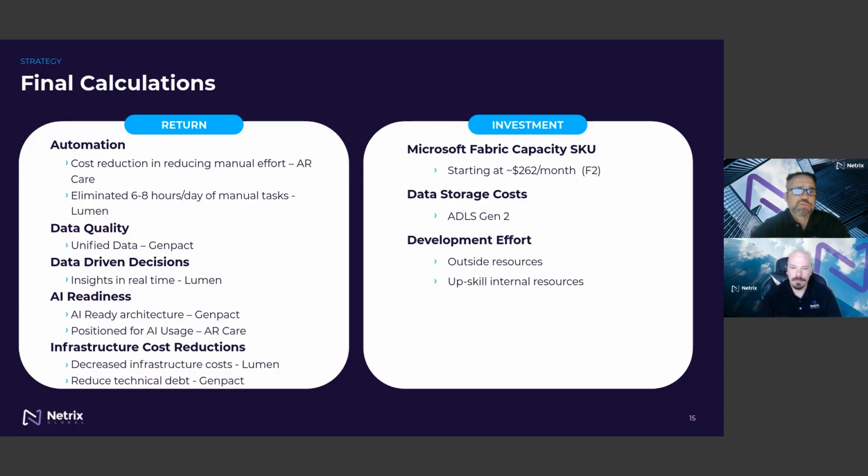Additionally, you're going to have data storage costs. That may be ADLS Gen 2, that may be some other storage in Azure. Those are things to keep in consideration. If you're using SQL mirroring inside of Fabric, some of those costs can be included in your Fabric capacity, depending on the SKU level. So different things to consider there.